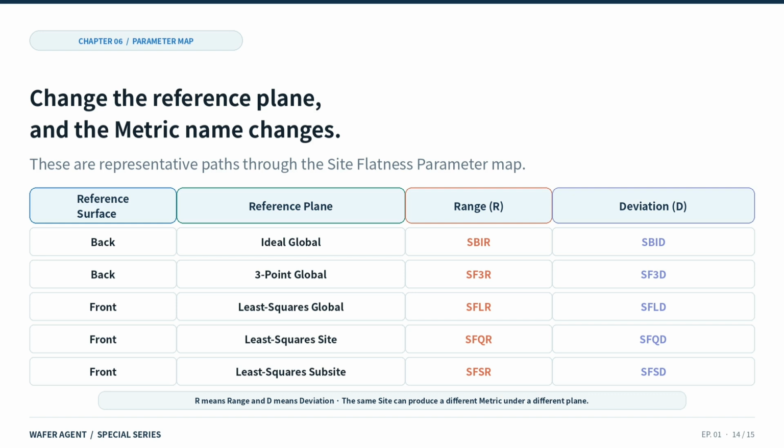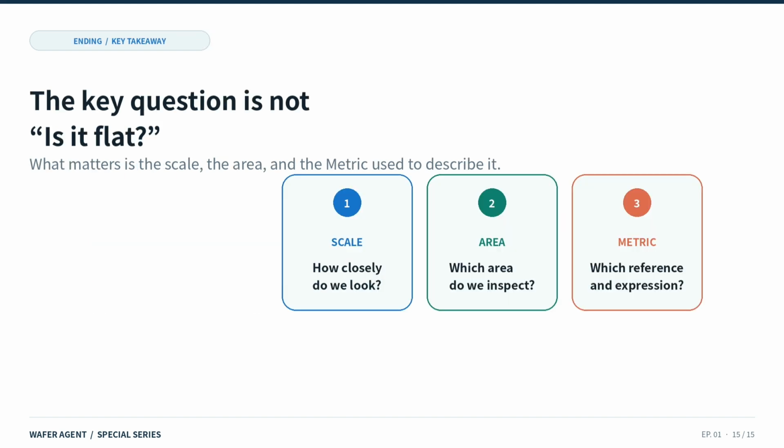For a back reference surface, examples include SBIR and SBID with an ideal global plane, or SF3R and SF3D with a 3-point global plane. For a front reference surface, examples include SFLR and SFLD with a least squares global plane, SFQR and SFQD with a least squares site plane, and SFSR and SFSD with a least squares subsite plane. R means range and D means deviation. The same site can produce a different metric under a different reference plane.